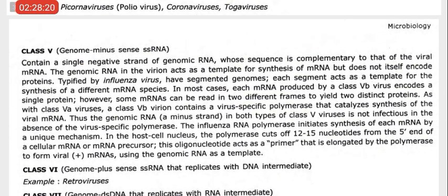Minus sense RNA viruses contain a single negative strand of genomic RNA whose sequence is complementary to that of the viral mRNA. The genomic RNA in the virion acts as a template for synthesis of mRNA but does not itself encode proteins.